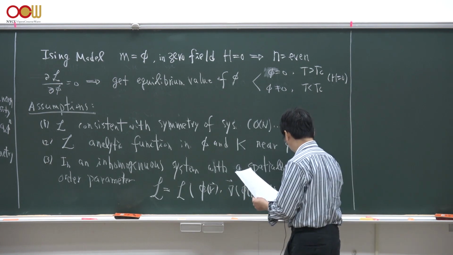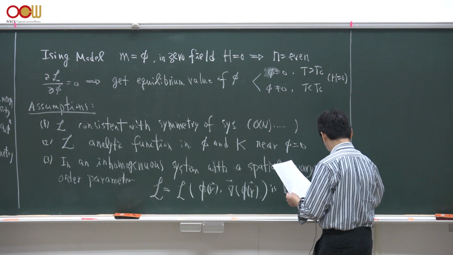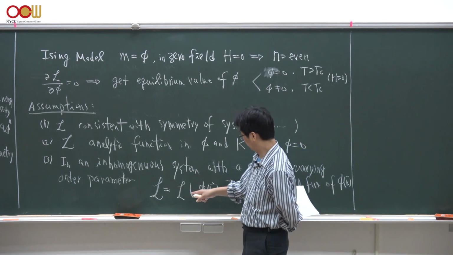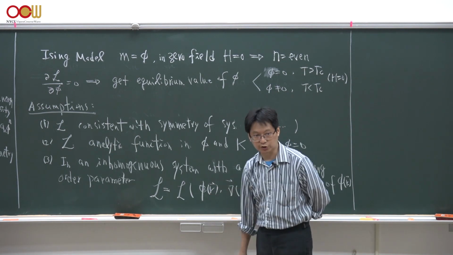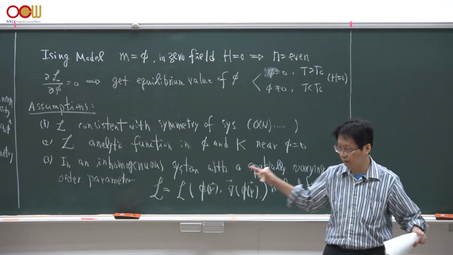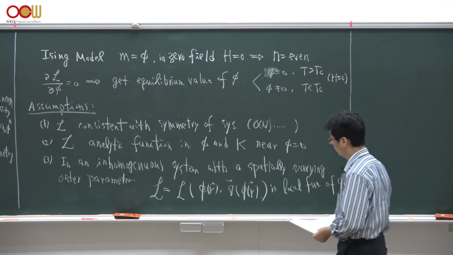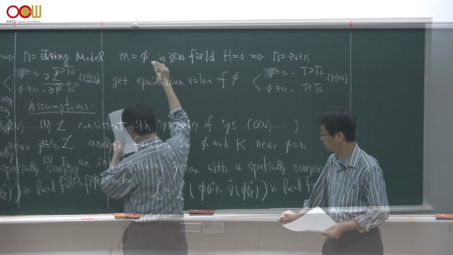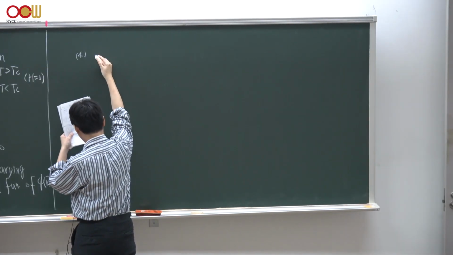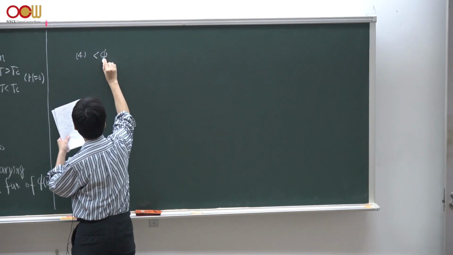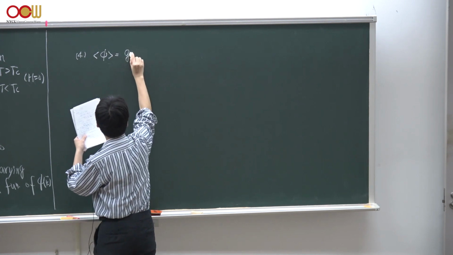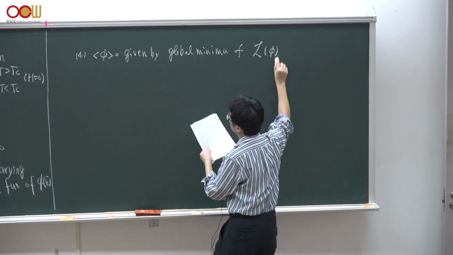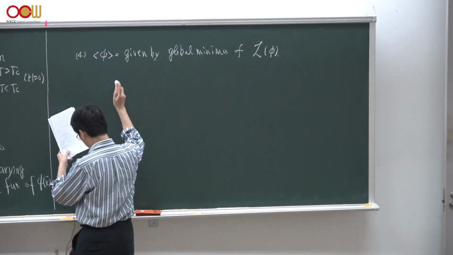But this is a local function of phi, meaning we can locally define the Landau's free energy density at any given position, and we could take an average or integral over such Landau's free energy density over the entire space. And number 4, as I just mentioned, the expectation value of phi is actually given by the global minima of L of phi. Okay, so there's a remark.